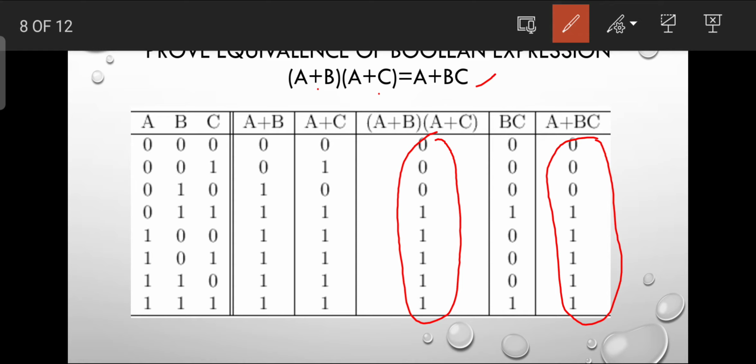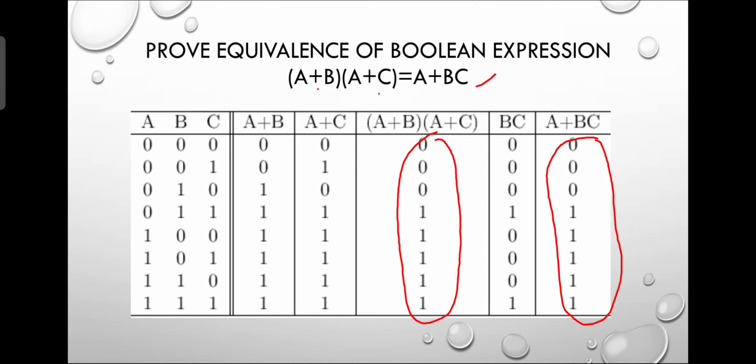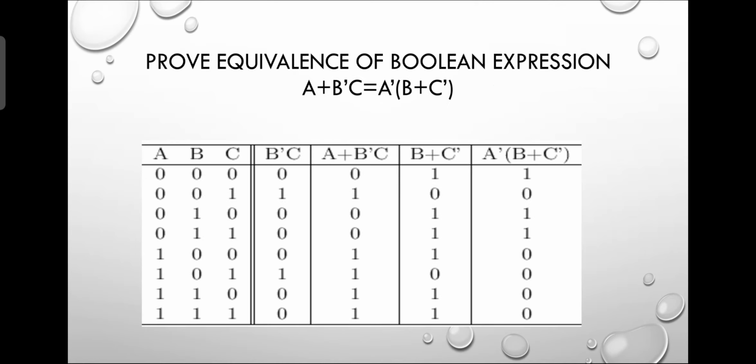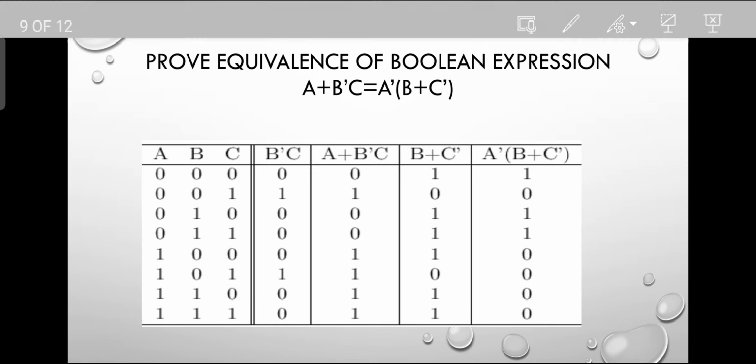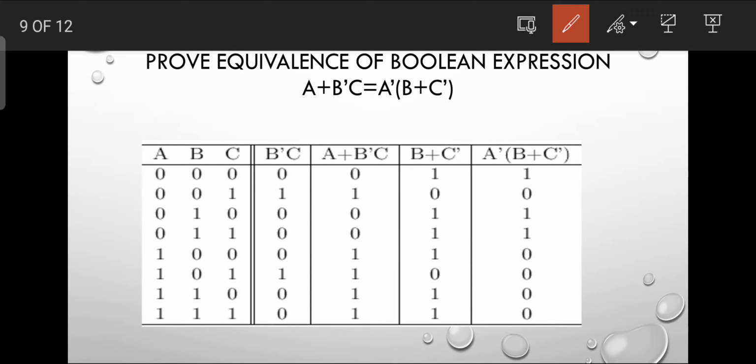So this is how we can prove the equivalence of two Boolean expressions. Next, we have to prove the equivalence of this Boolean expression. The same here, we have calculated the left hand side. This is the left hand side, and we have drawn the truth table for this. This is the right hand side, and we have drawn the truth table for this.